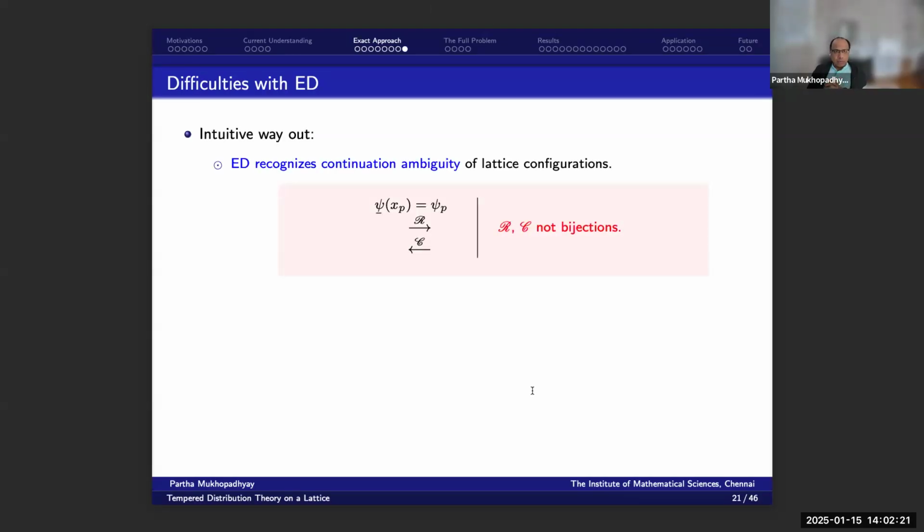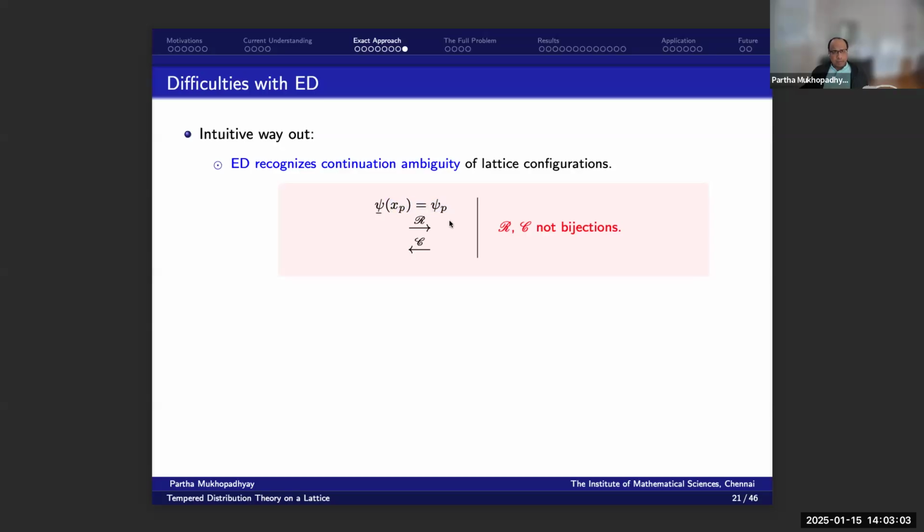So one way to interpret this ambiguity is that ED recognizes continuation ambiguity. The ambiguity in the calculation of ED is actually a reflection of the continuation ambiguity. So what is continuation ambiguity? This is described here. Suppose you take a lattice field psi, then you wonder, can you write down a continuum function psi lower bar? Whenever I write a lower bar, it refers to a continuum configuration, such that the continuum function calculated at the lattice points, restricted on the lattice points, will give you this. So that is the restriction map R, which goes in this direction.